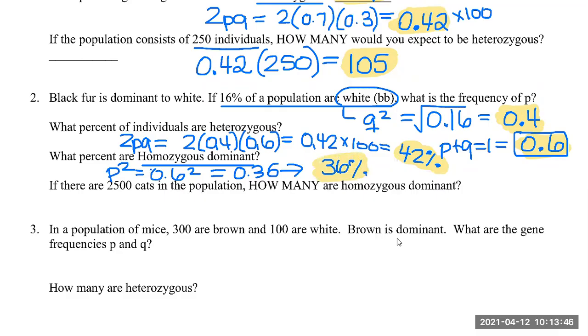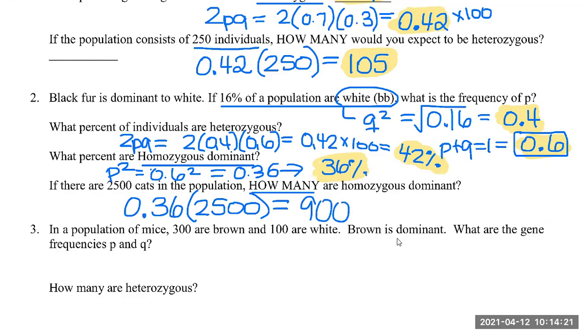All right, if there are 2,500 cats in the population, how many are homozygous dominant? So we're going to take our frequency of homozygous dominant, 0.36, times the total number of individuals in the population. And again, if you don't get a whole number, you're going to round to a whole number. However, in this particular case, you actually do get a whole number. You get 900.